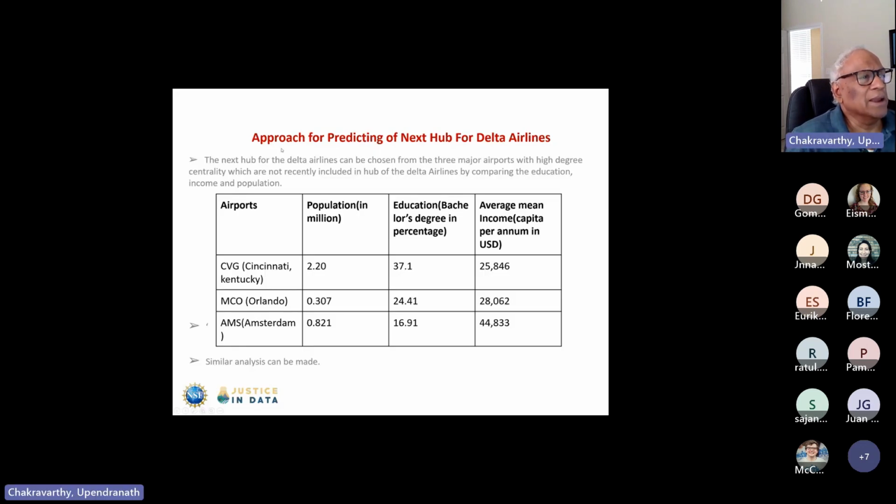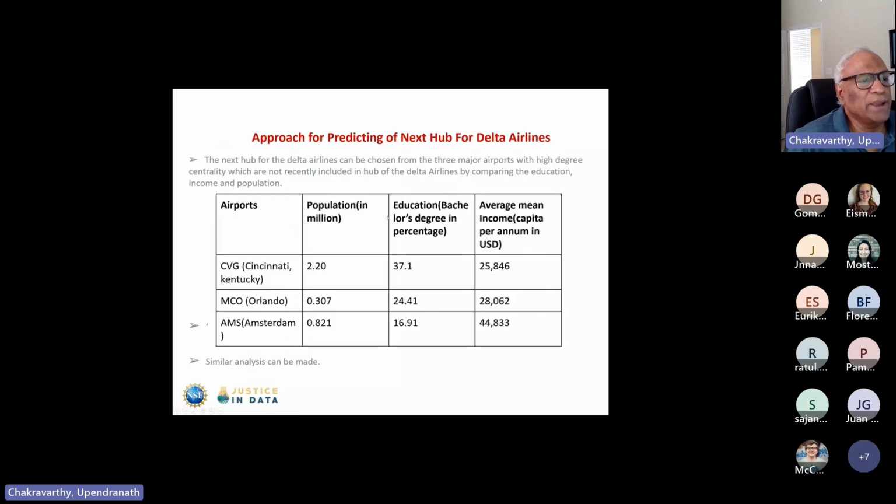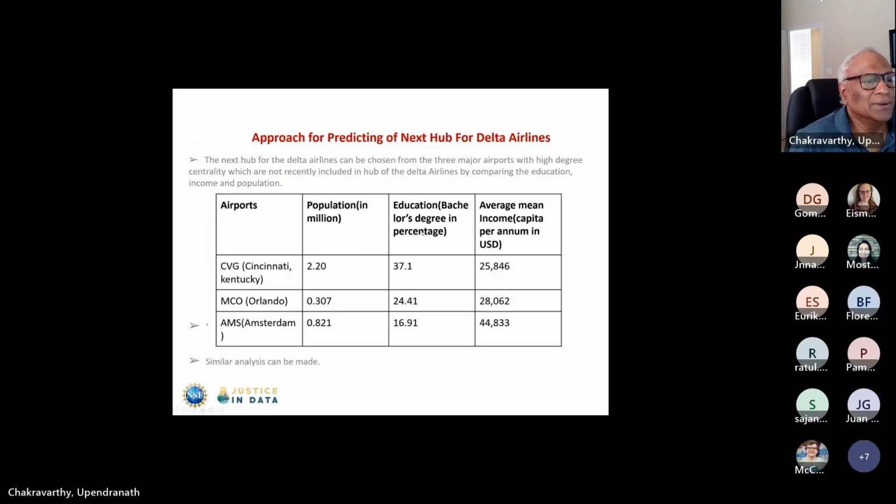Okay. Now the approach for predicting the next hub. This is the important thing. The next hub for Delta can be chosen from any of these three. Now, these were not the top 3 hubs here. These are taken from this one, but this is based upon some additional information in terms of population, education level for that particular city, average mean income, and various other things. So based upon that, you can choose which ones can be used as the next hub.